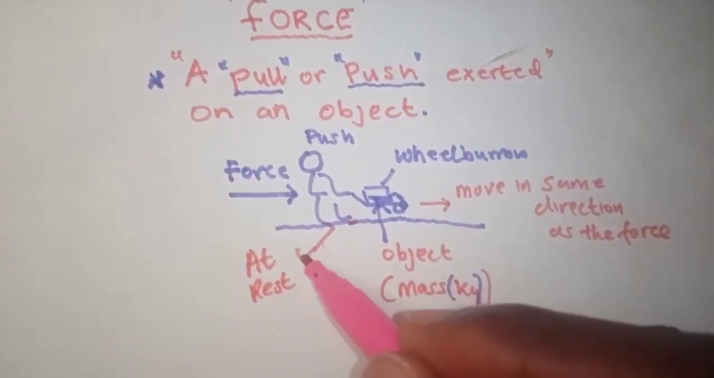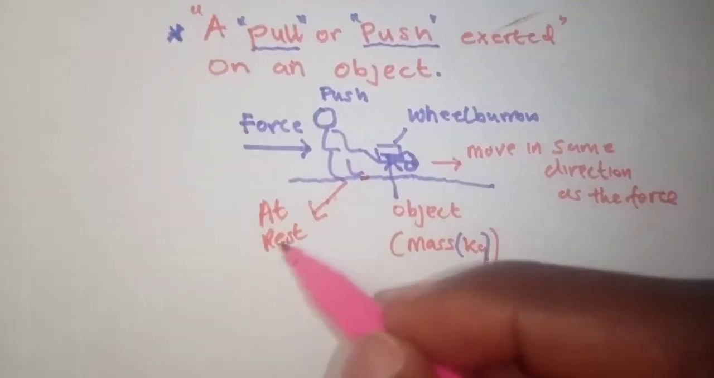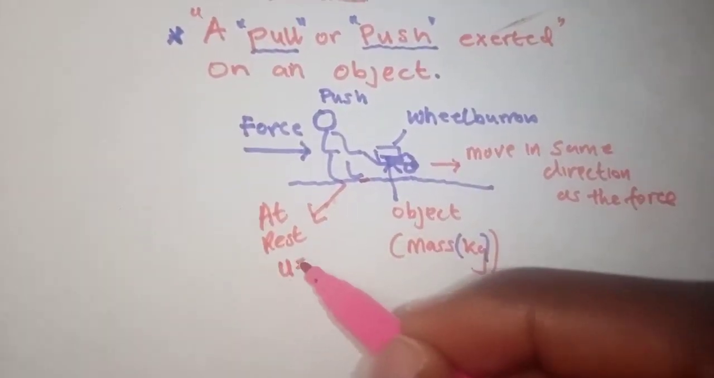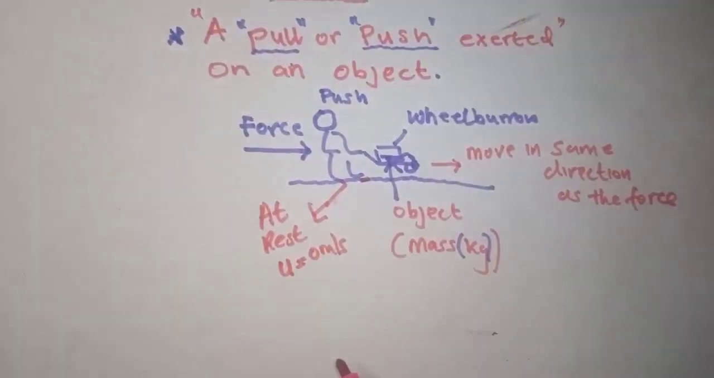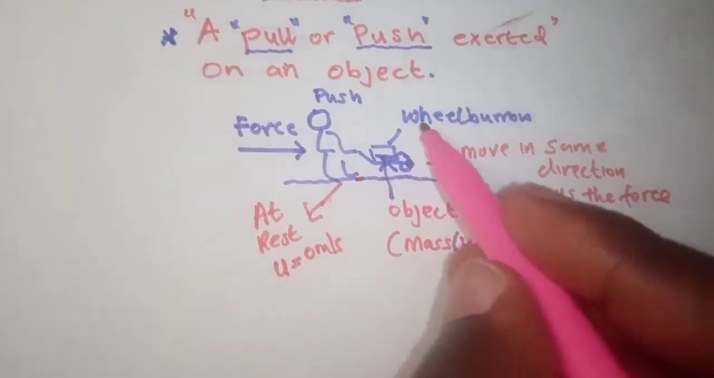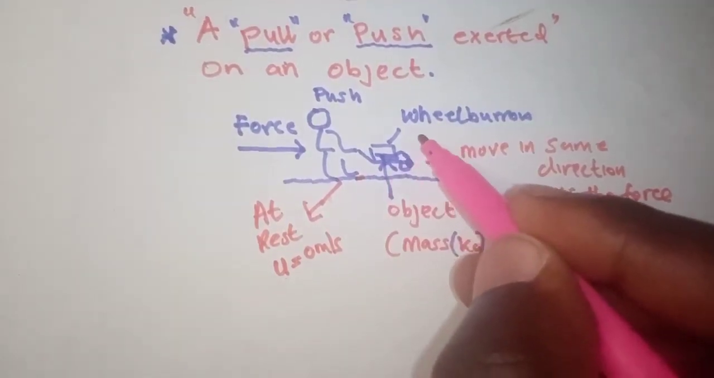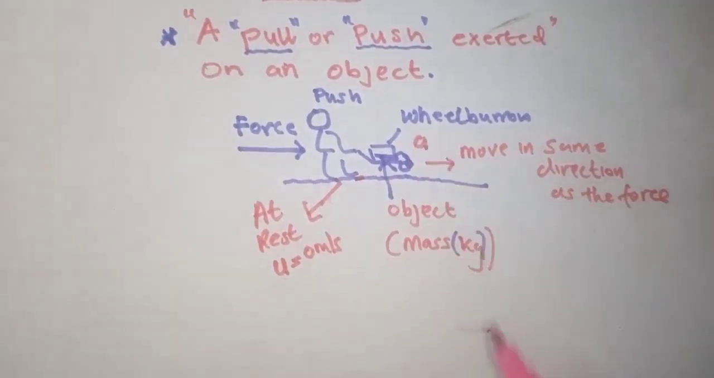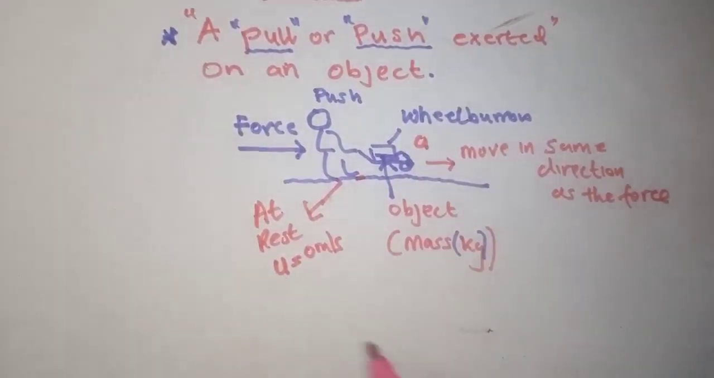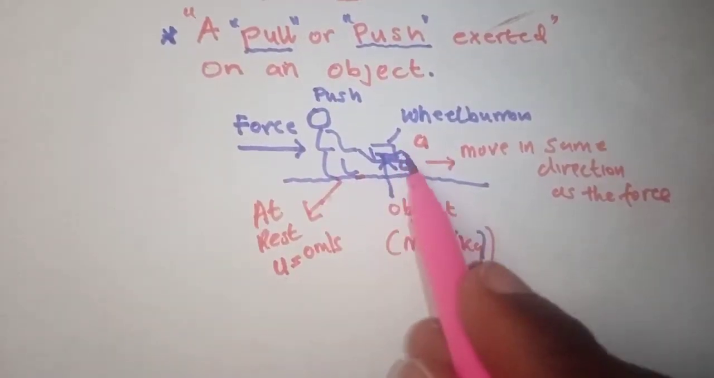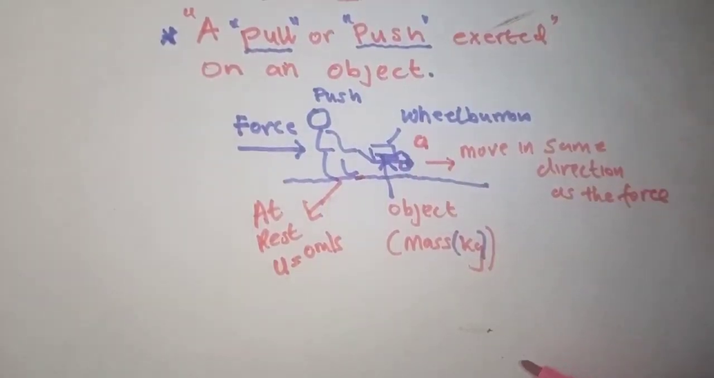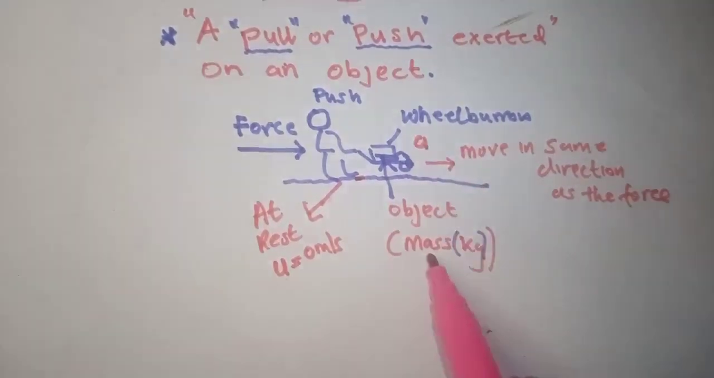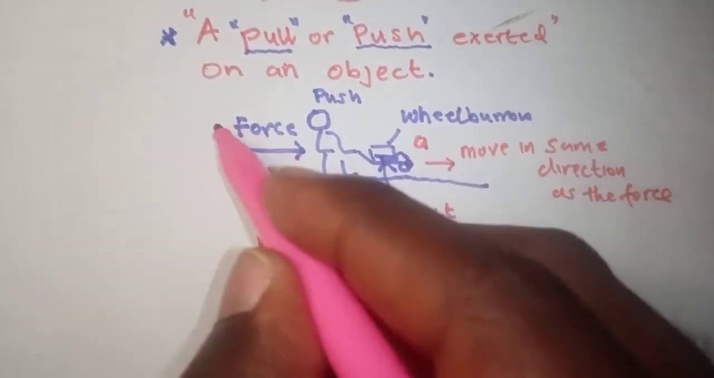And we know what happens when an object is at rest. The initial velocity, which is denoted by u, is equal to 0 meters per second. For this object to move, it will gain some acceleration. So you apply a force, the object starts to move, it gains acceleration, and then it begins to do what? To move.